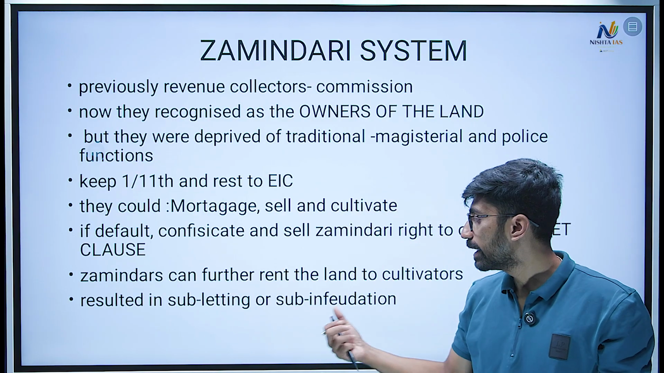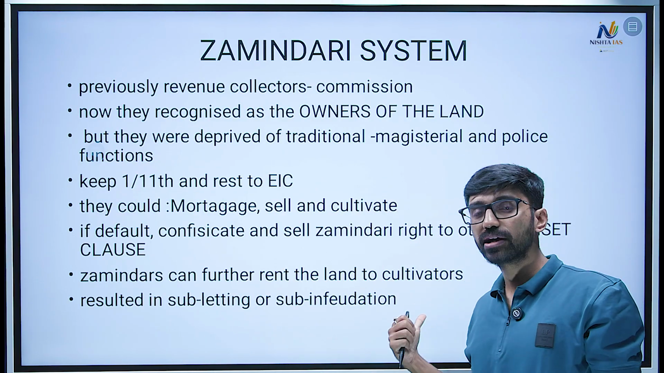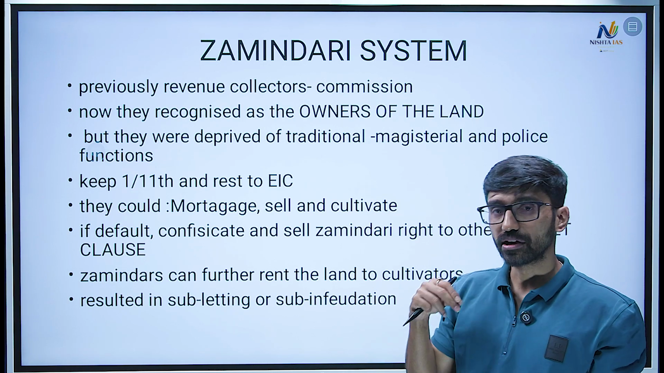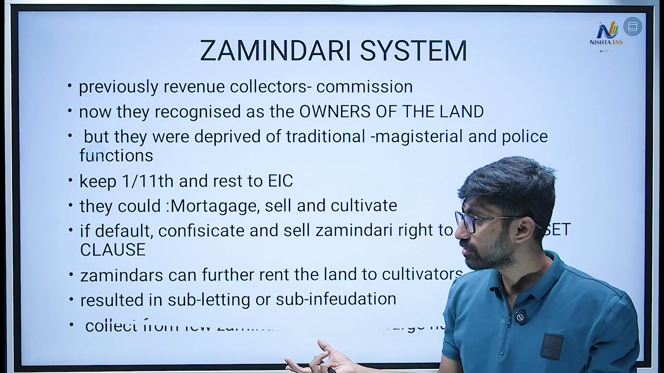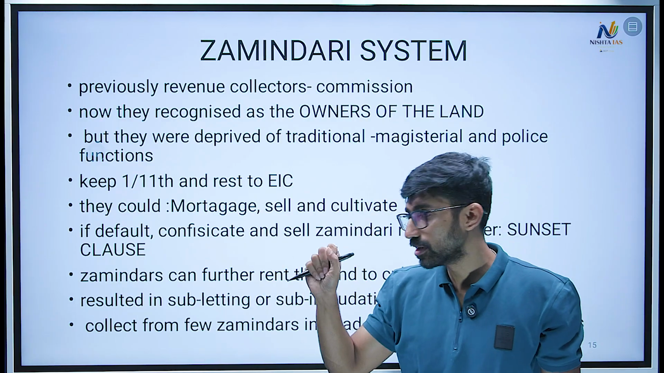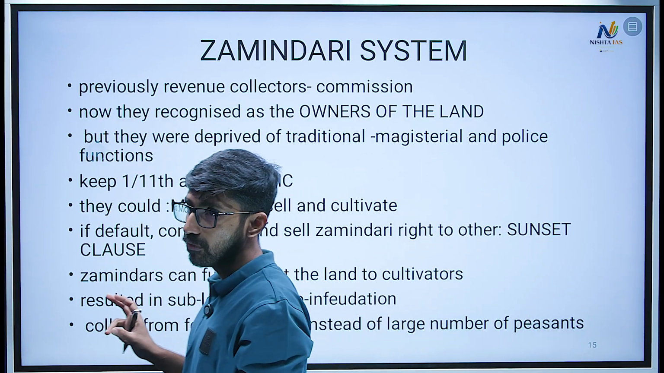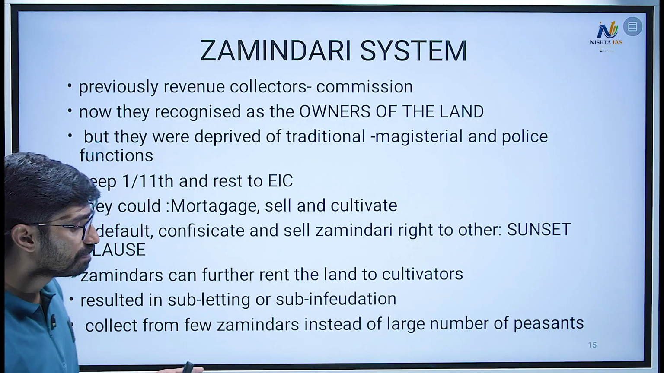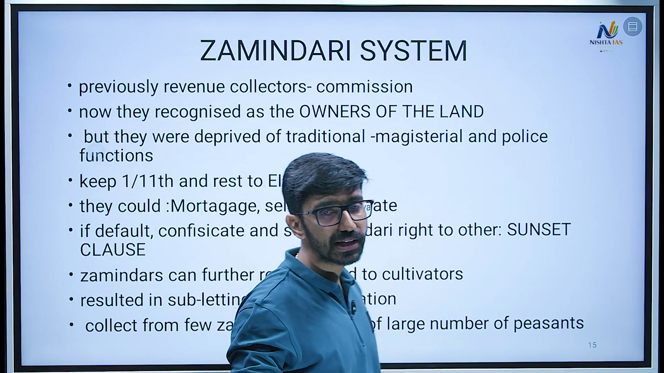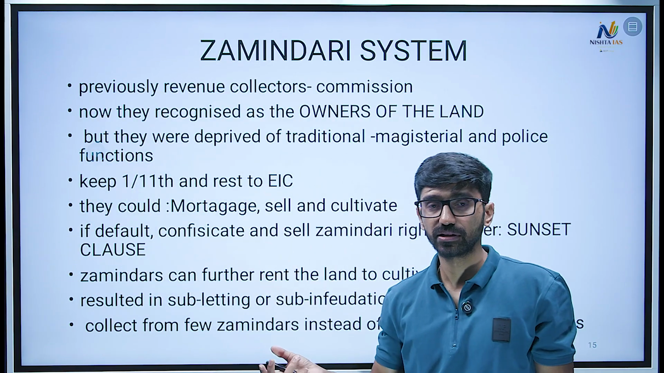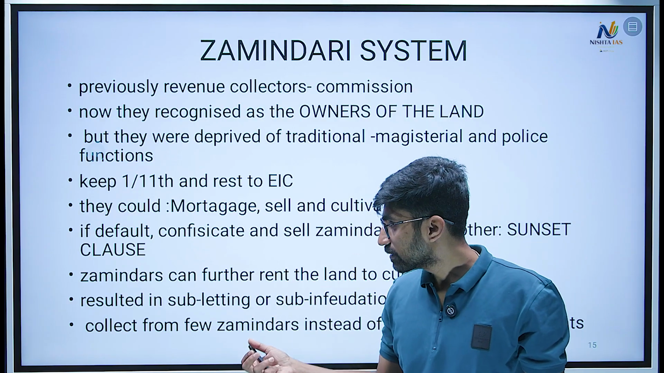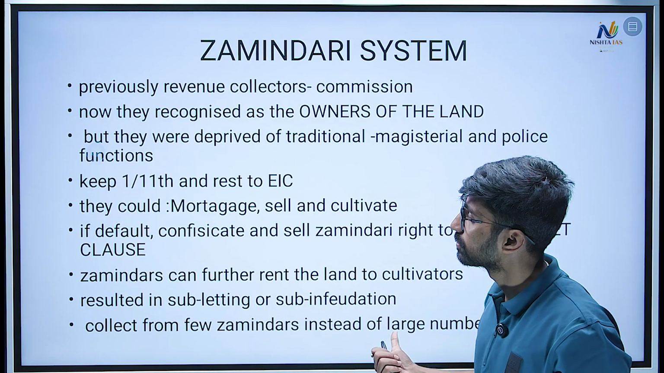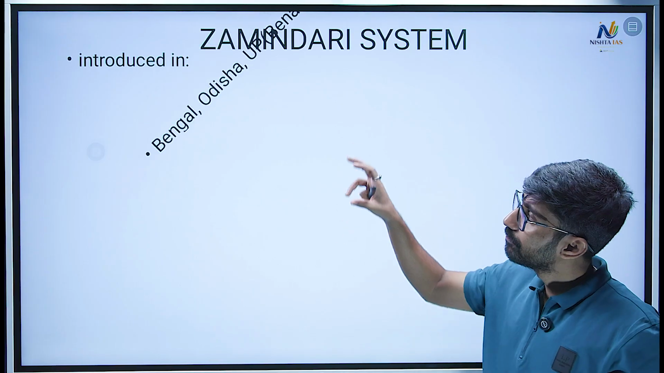Understood? It resulted in subletting or sub-infeudation. Now owners of the land became tenants. Revenue collectors previously became owners. Sub-infeudation, I think we talked about that concept while talking about feudalism also. And one of the advantages for the British system was that they could collect the revenue from a few zamindars rather than millions of peasants. So that is also one of the aspects that the British considered. And where was it introduced?